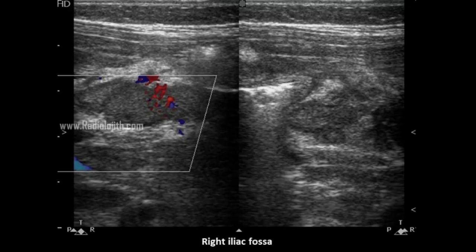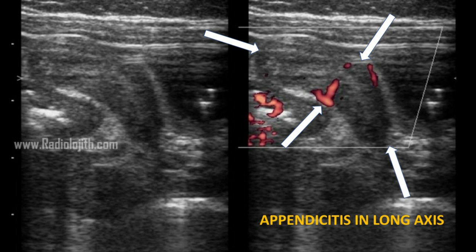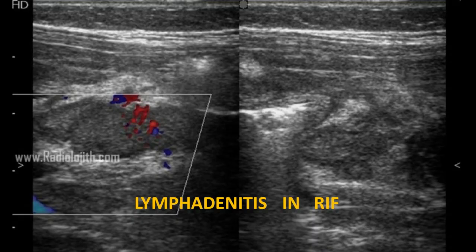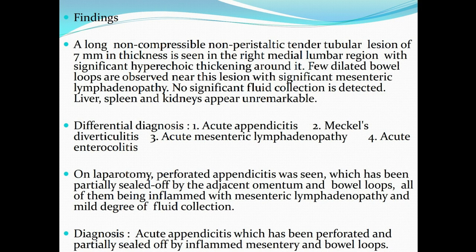Laparotomy was performed. Perforated appendicitis was seen, which had been partially sealed off by the adjacent omentum and bowel loops, all of them being inflamed with mesenteric lymphadenitis, and there is a mild degree of fluid collection. So the final diagnosis is acute appendicitis, which has been perforated and partially sealed off by the inflamed mesentery and bowel loops. We'll go for the discussion.